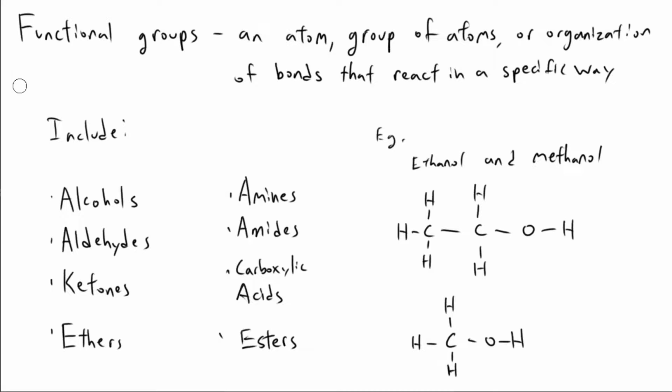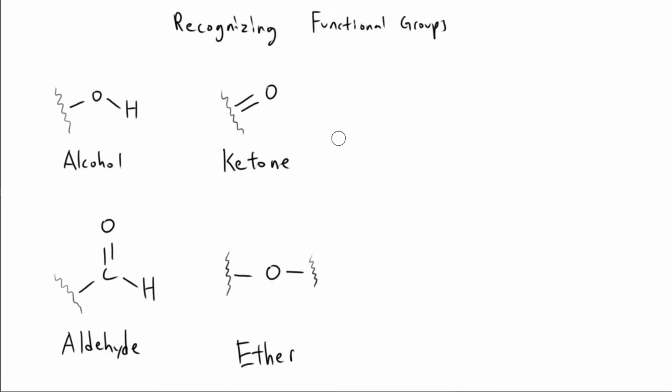We're almost done now. Next, we're talking about functional groups, which is basically a group which is an atom, a group of atoms, or an organization of bonds that react in a specific way. These functional groups include alcohols, I think you've heard of those, aldehydes, ketones, ethers, amines, amides, carboxylic acids, and esters. So here's an example. We have ethanol and methanol. They are similar because they both have this OH on the end. You need to be able to recognize these groups. This squiggly line just represents a chain of hydrocarbons, and this just means it can attach anywhere in the chain.